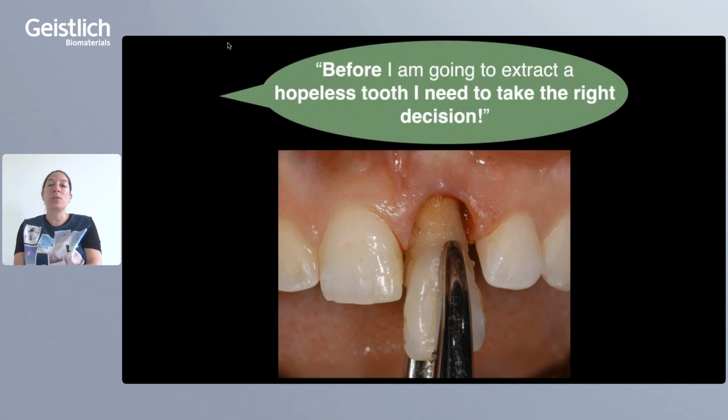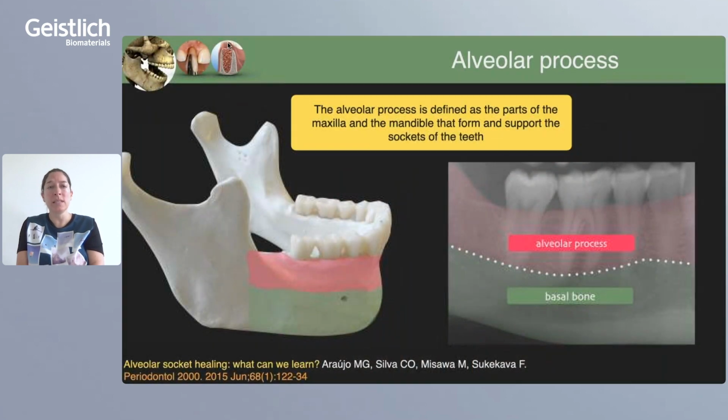So what is really important and what I want to express is that when we plan a tooth extraction, or when tooth extraction is imminent, we really have to have a plan. We have to take the right decision for the patient and for the clinical situation. When we extract the tooth, we need to know what the next steps are going to be. This is really important. So let's have a look at the biology and at the anatomy quickly.